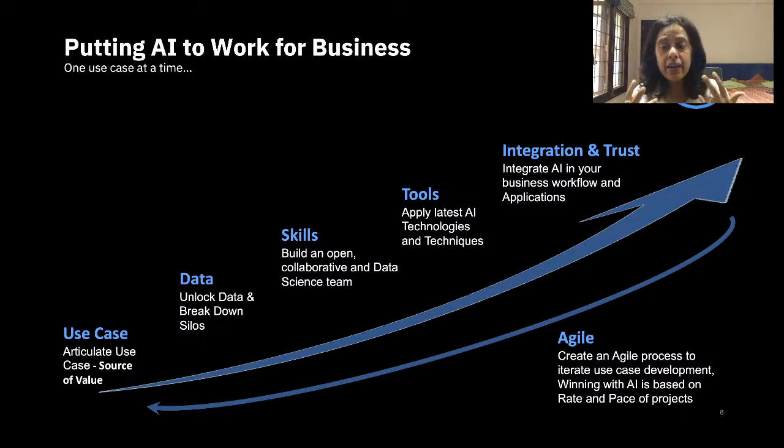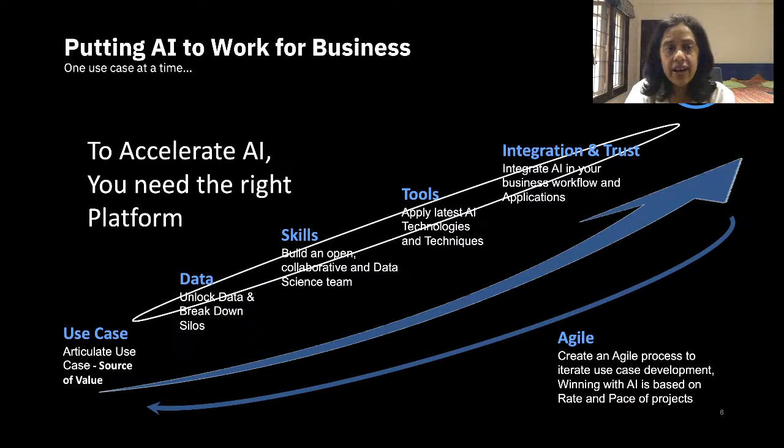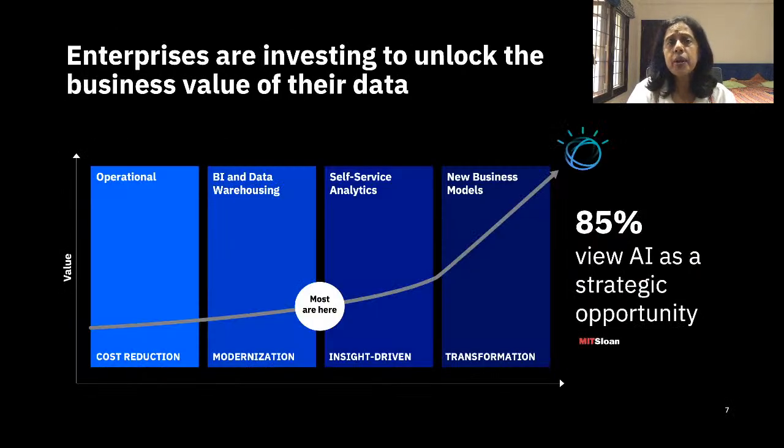And agile manner is a process in which you can iterate on the use case development, you can repeat that process, and you win by introducing AI. So to accelerate AI, you need to have all of this. You need to identify the use case, have the right data, unlock it, have the skills and tools, and ensure that it builds trust. Now enterprises are doing a lot of things.